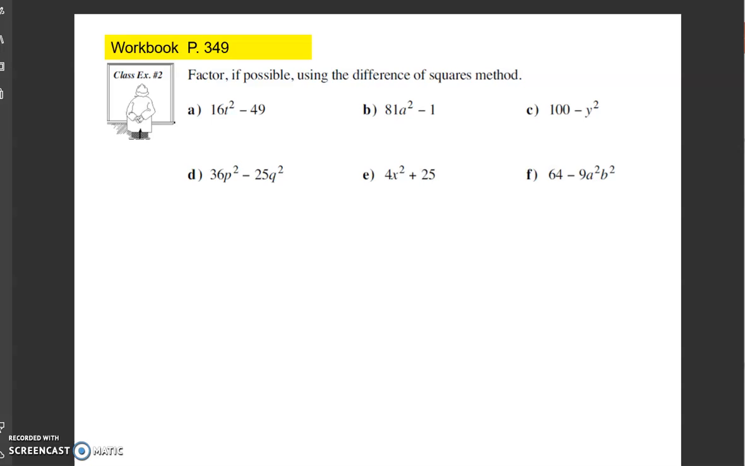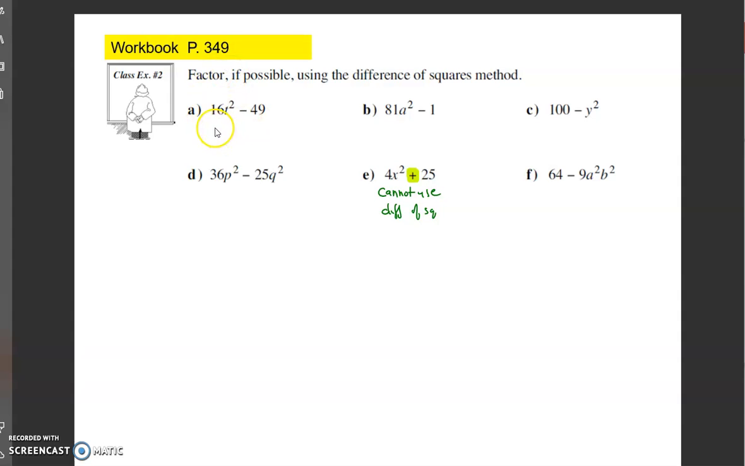Remember the 2 conditions: I should be able to take the square root of both terms and it should have a negative in between. So at a glance, when I'm looking at it, I can already tell that this question here has a positive. So right away I know that I cannot use difference of squares on this. Okay? But we can still check for other things, like is there a GCF between 4x squared and 25? Well, no. So there's nothing else I can do. Okay? So let's see for the other terms here if I can actually go ahead and use them.